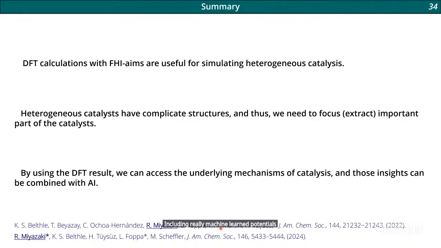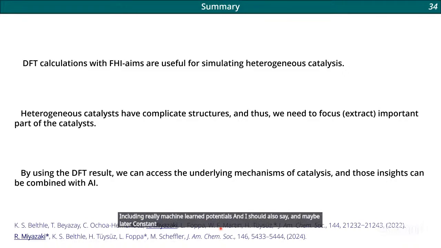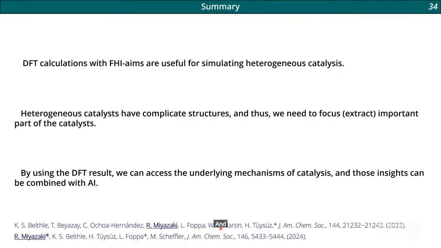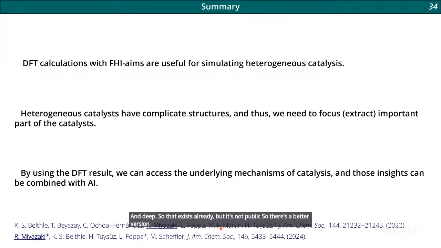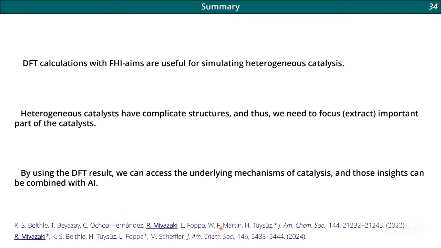And I should also say, maybe later Konstantin will say that anyhow, we will have an in-person meeting in November in Shanghai, where we also have a full session on artificial intelligence, including machine learned potentials and DeepH. So that exists already, but it's not public. There is a beta version which you can get, but otherwise, if you wait for 2 months, it will be really public as part of GIMS, the graphical user interface. Thanks a lot. Sounds very exciting.